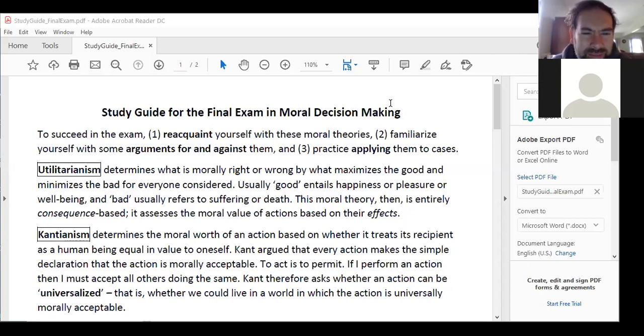Is there anything that might be a little bit unclear about utilitarianism at this point, or anything that you'd want to zoom in a little bit more on? No, I think I'm good with that.